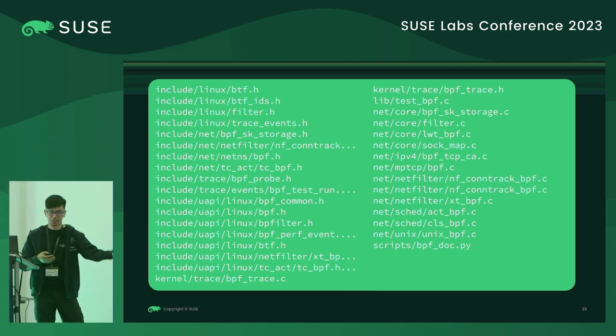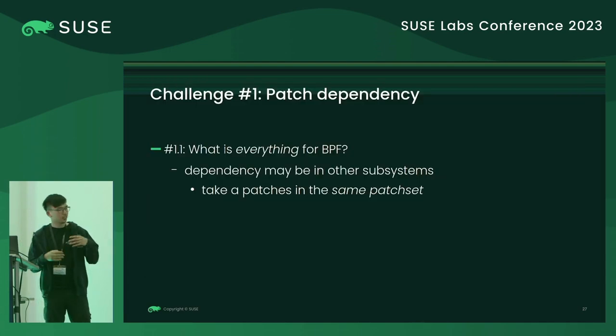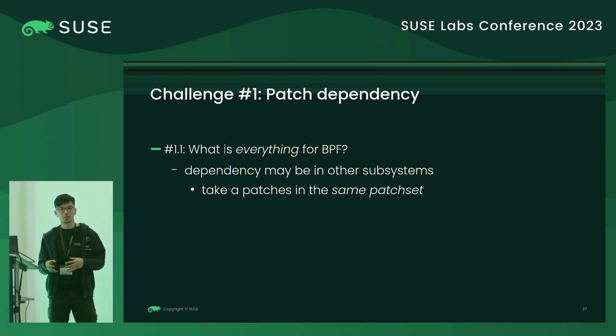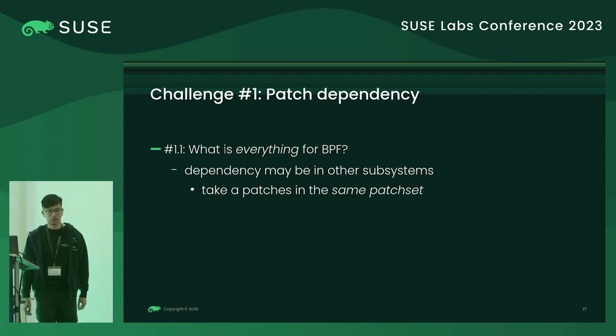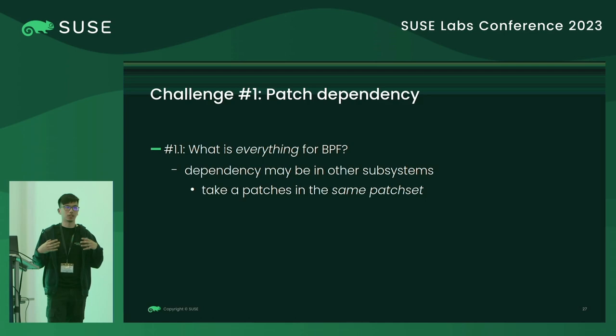So of course, in the future, it still needs to be updated. But at least that's kind of sorted. And the next thing about BPF is that BPF actually works with a lot of different subsystems. And that means that it may depend on patches from other subsystems. The way I try to deal with this is to always take patches from the same patch set as the commit I'm backporting. And that usually takes care of most of the issues, not always.